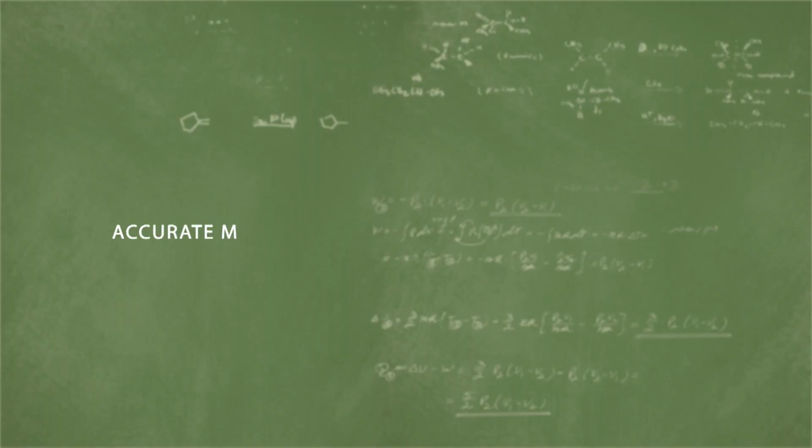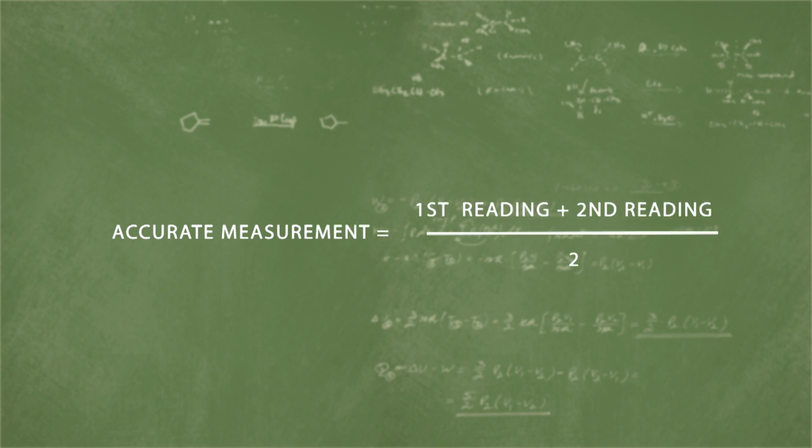Measure the length of an object more than 2 times and then take the average of these measurements for accuracy. That is, accurate measurement is equal to first reading plus second reading divided by 2. In higher classes, we will learn about the importance of knowing and handling such errors in measurements. So students, now you also know how to measure with a meter scale.